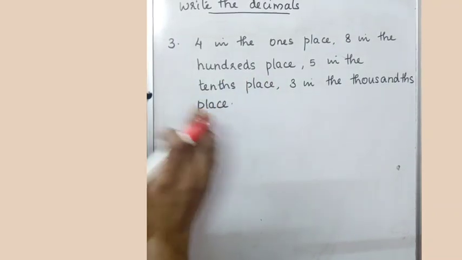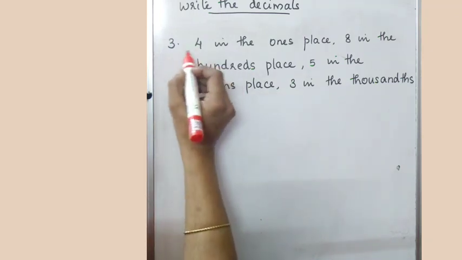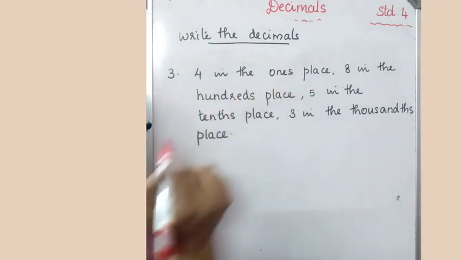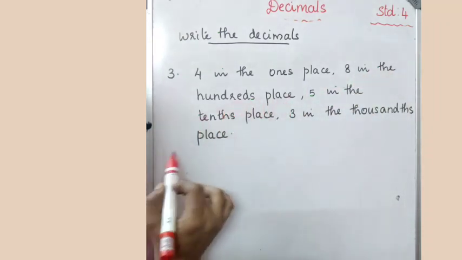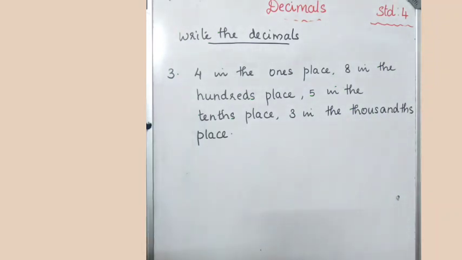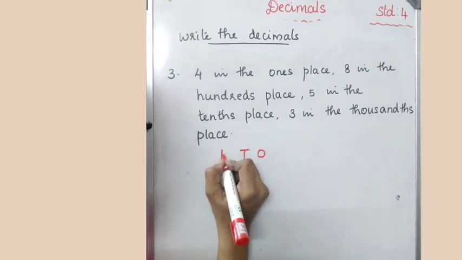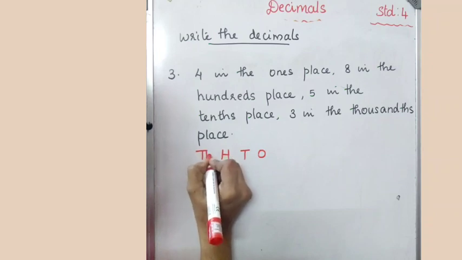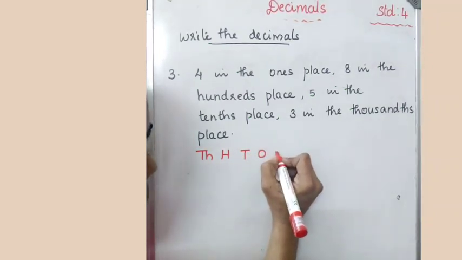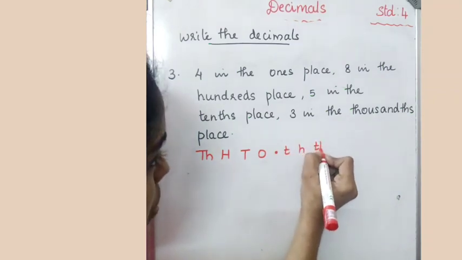Look here, these questions are in your textbook. You have to write this down in your notebook compulsorily. Okay, third question. 4 in the ones place, 8 in the hundreds place, 5 in the tenths place, 3 in the thousandths place. Write the decimal number. First of all, you have to write the place value: ones, tens, hundreds, thousands. Then put the decimal point, tenths place, hundredths place, thousandths place.